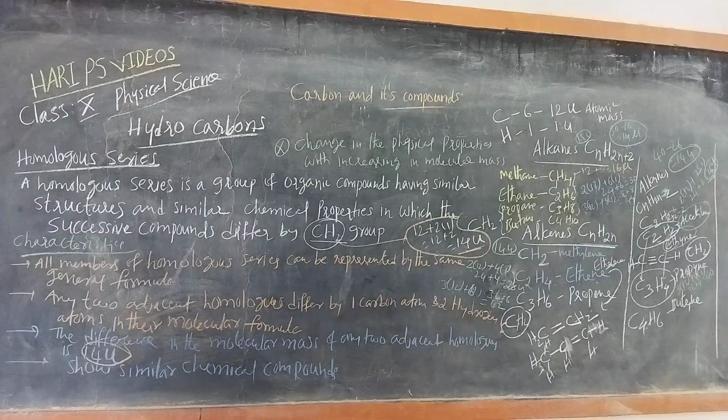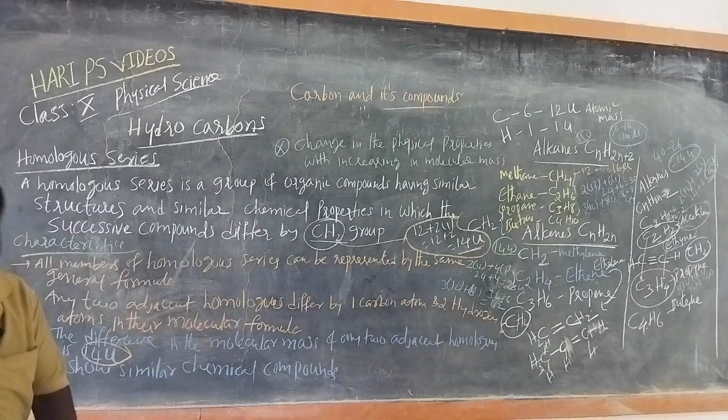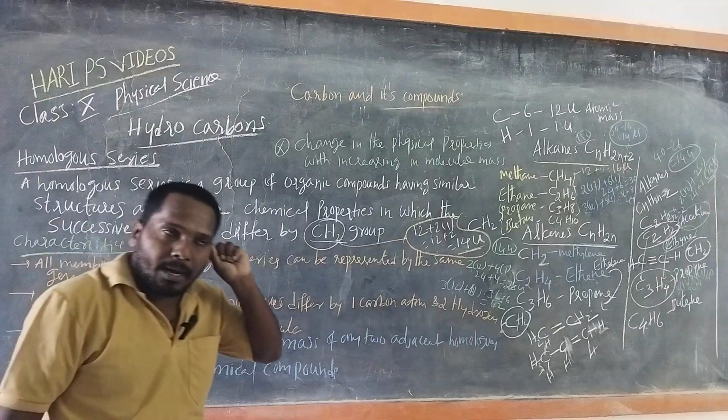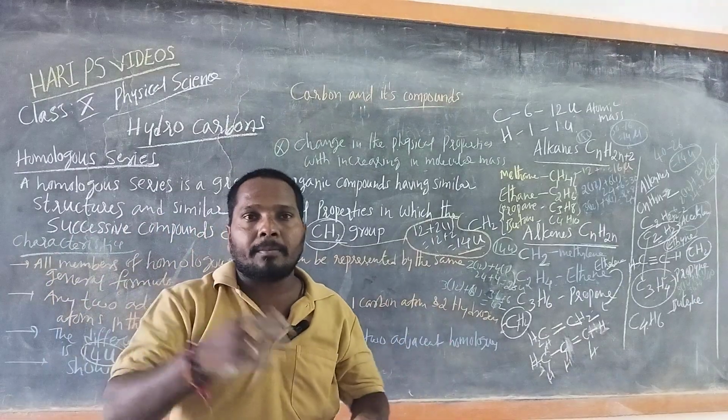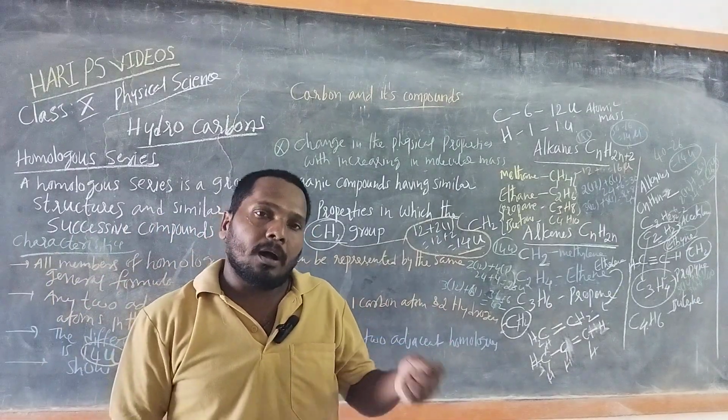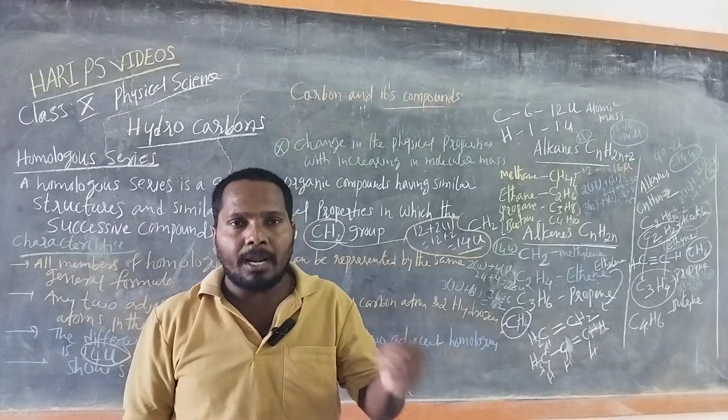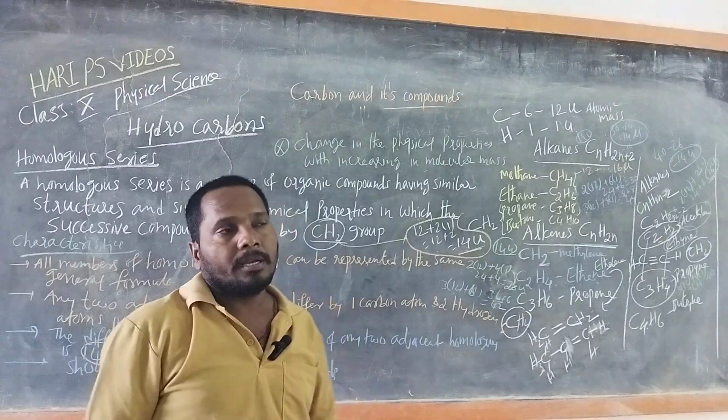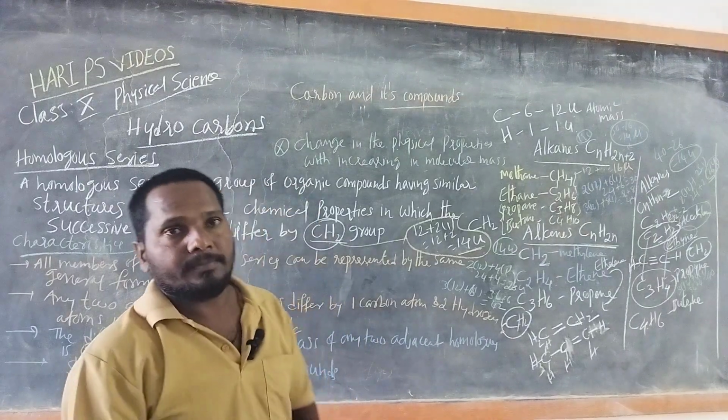Molecular mass means the total mass of the molecule. How do we calculate the total mass of a molecule? By the sum of the masses of the individual atoms of the elements, which we learned in class 9.